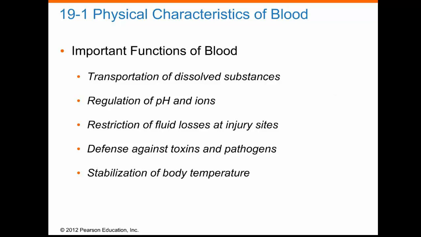So the functions of blood: transportation of the dissolved substances, the regulation of pH and ions. Remember, the body's pH works within a very narrow normal range between 7.35 and 7.45. And ions are electrolytes, so they're positively charged molecules and compounds.